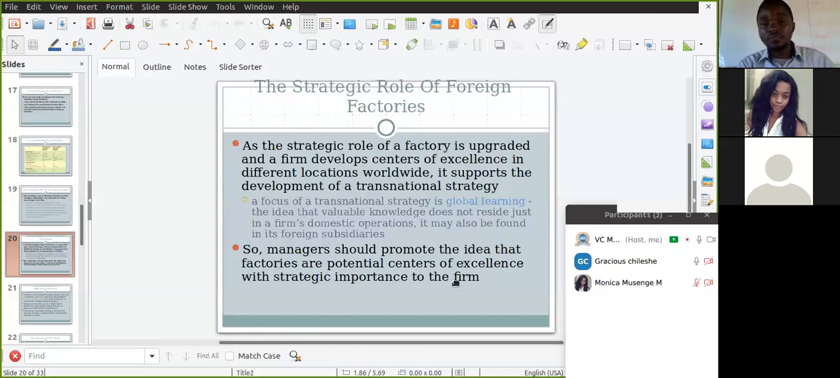So managers should promote the idea that factories are potential centers of excellence with strategic importance to the firm. So this is a point to agree that yes, we can learn, we can get knowledge from foreign entities. We can get knowledge from foreign factories.